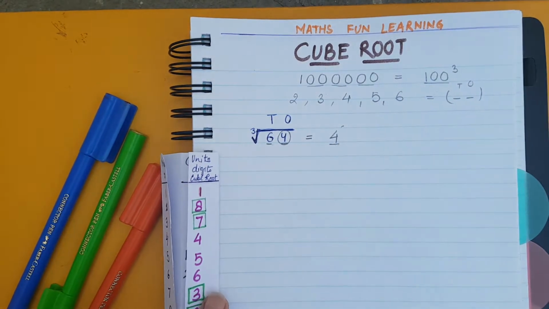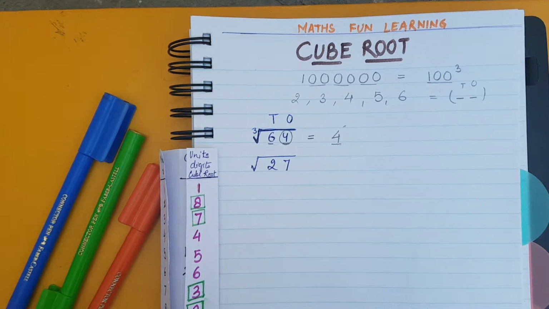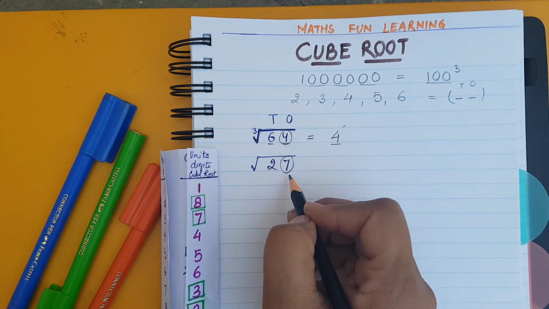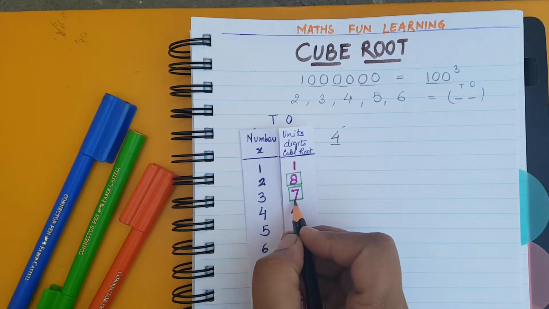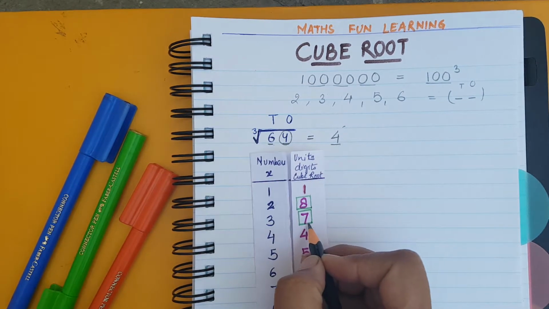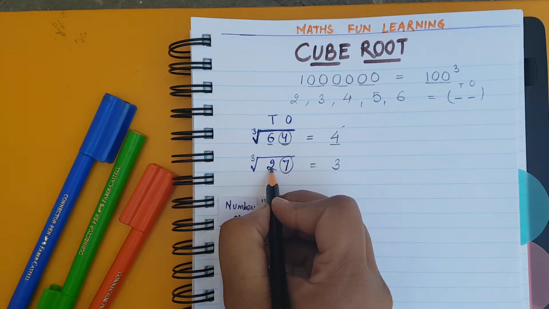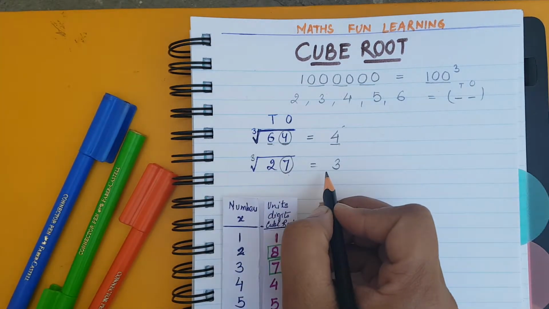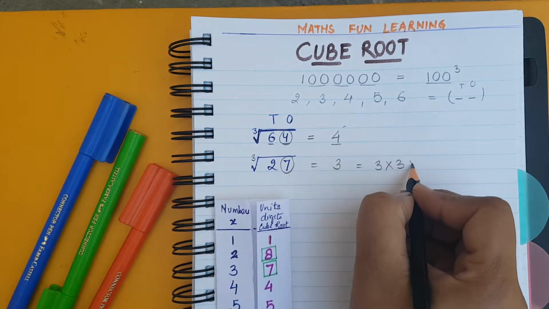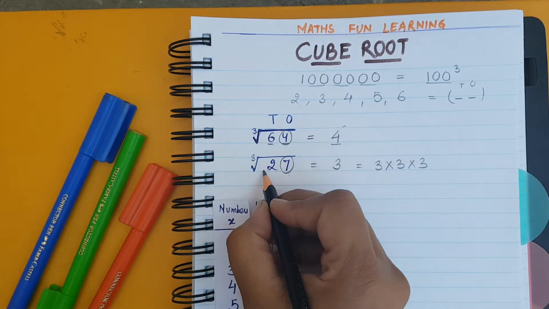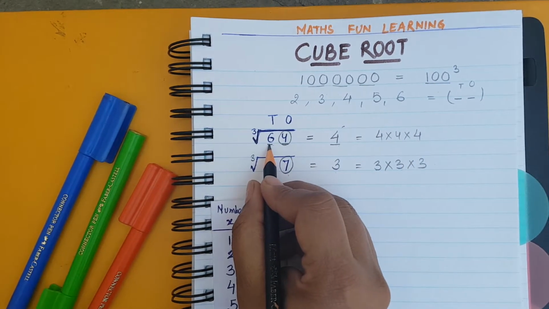Yes, so let me take another two-digit number, and that is 27. Circle the ones digit. Here it has a 7. You can see if the cube ends in 7, the root should be 3. And there is only tens, there is no hundreds. That means the cube root of this number is 3. If you multiply 3 times 3, 3 threes are 9, 9 threes are 27, and you will get this. Or 4 times 4 times 4, you will get 64.